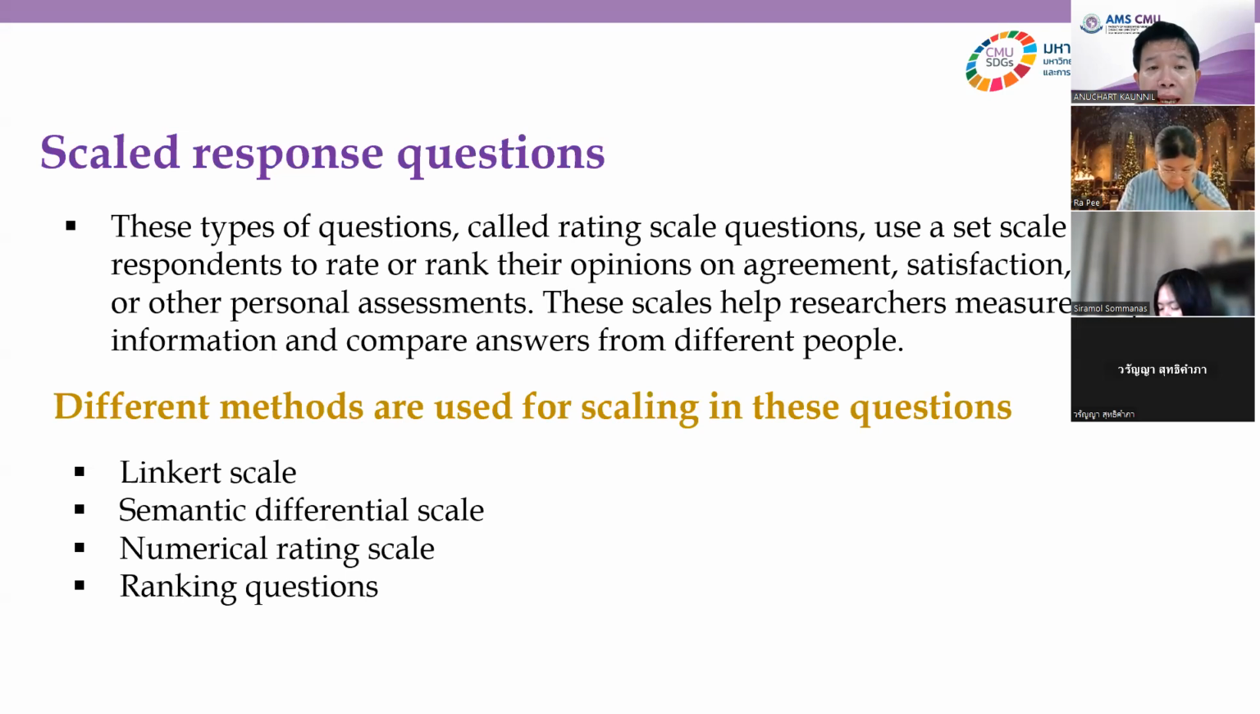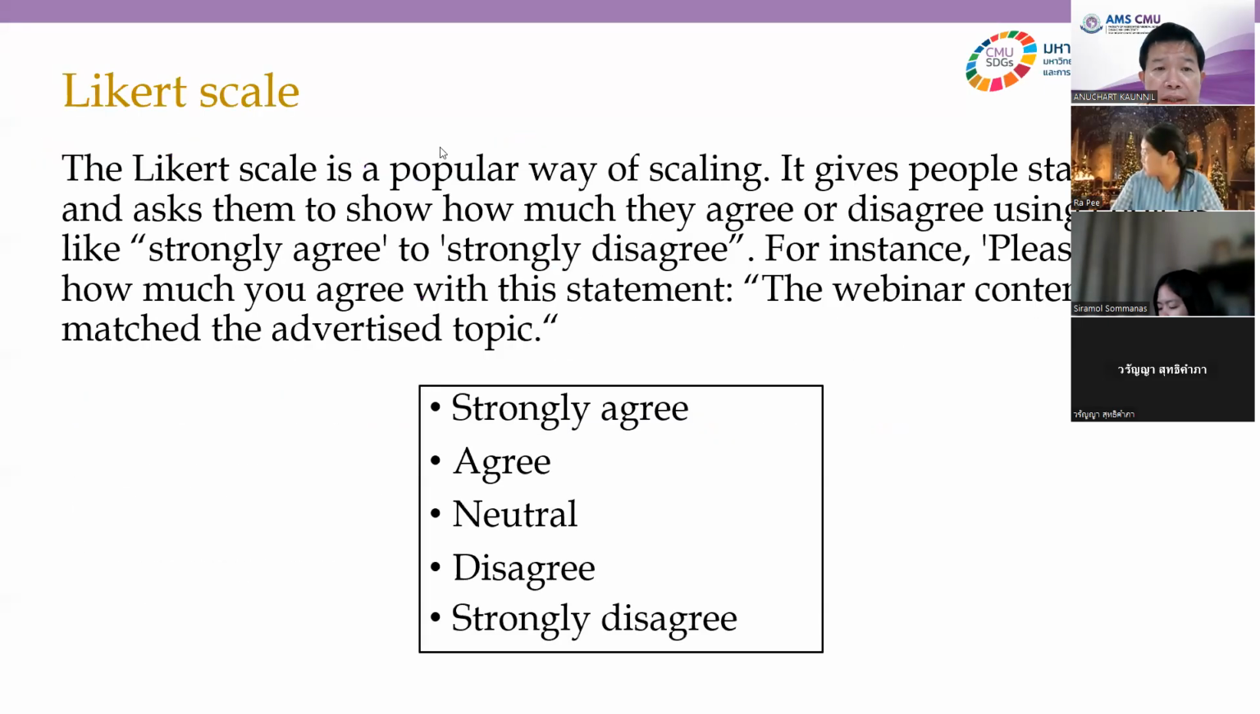The first we call the Likert scale. The second we call the semantic differential scale. The third is the numerical rating scale, 1, 2, 3, 4, 5, and the rank question. Okay, have a look inside.